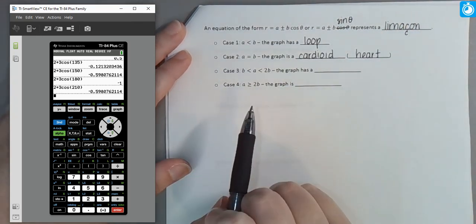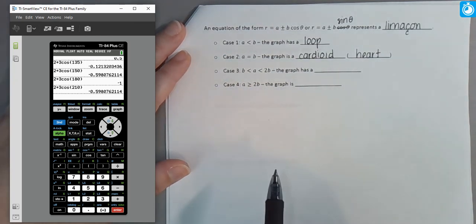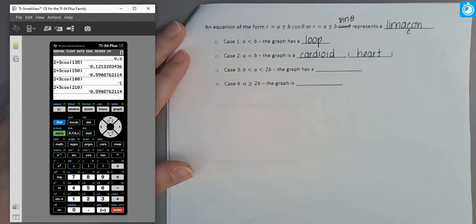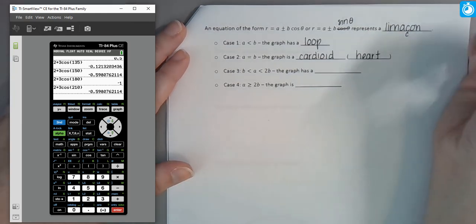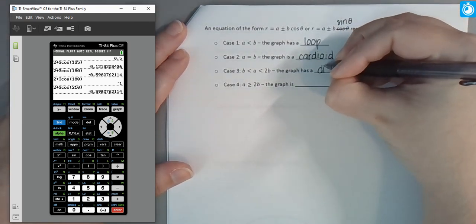Now, if B is less than A, so A is bigger, but A is also less than double B, which we didn't do an example of, but we could also have numbers that are related in that way, then it's a lima bean shaped graph, but it has a dimple.